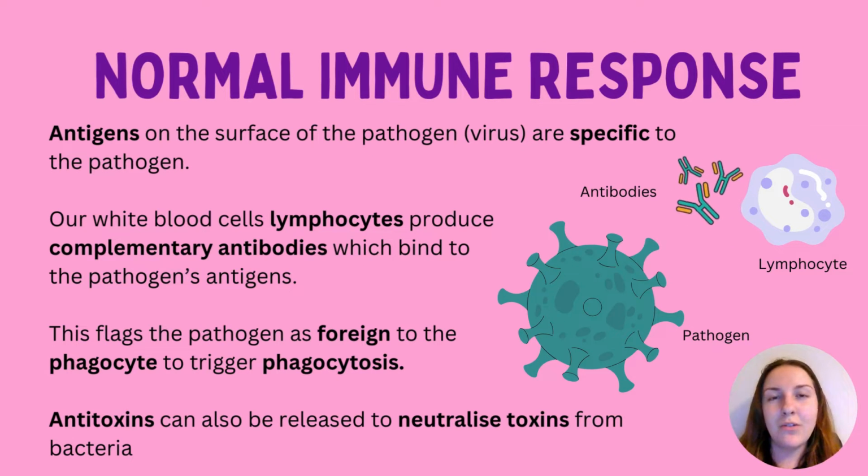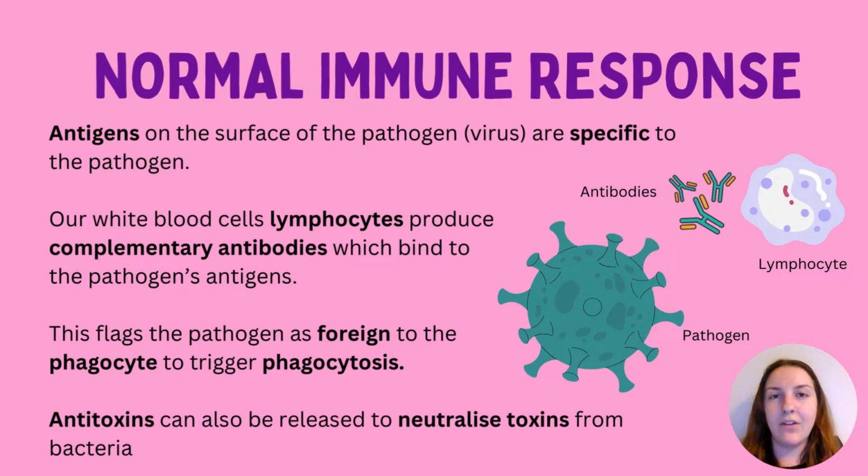Each pathogen, whether it's a virus or a bacteria, will have a very specific shaped antigen on its surface, and this tells the body that that object or that cell is foreign, it is not part of the self, and that's why we need to destroy it. So the antigens on the surface of a pathogen, such as a virus, are specific to that pathogen.